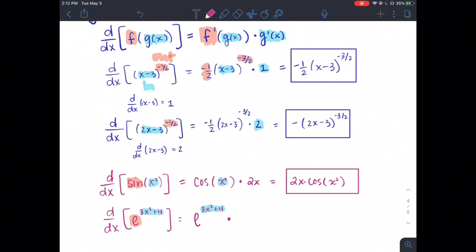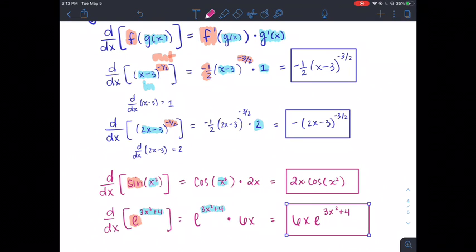But now I need to multiply by the derivative of the inside. So the derivative of 3x squared plus 4 is 6x to the first. So again, I'm just going to do a little rearranging. I get 6x e to the 3x squared plus 4 as my final derivative. And again, notice that if I were to take my second derivative, I would have a product rule in addition to the chain rule. All right, so the chain rule takes practice.